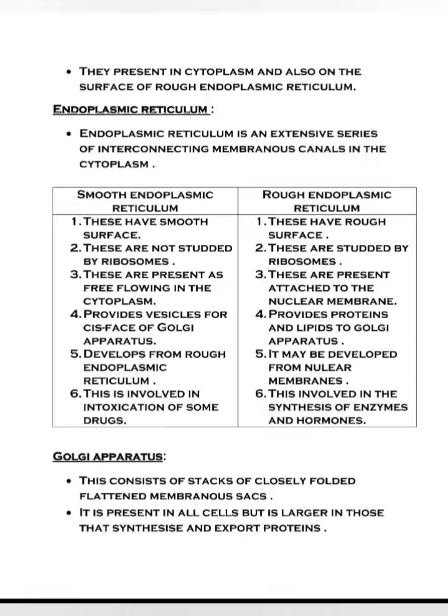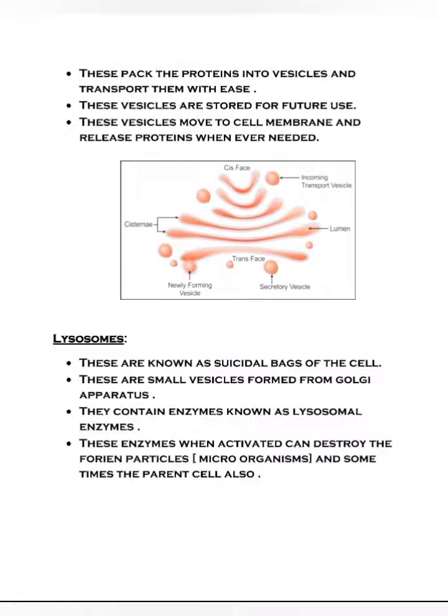Now going on to the Golgi apparatus, this consists of stacks of closely folded flattened membranous sacs. It is present in all cells but is larger in those that synthesize and export proteins. These pack the proteins into vesicles and transport them with ease. These vesicles are stored for future use. These vesicles move to the cell membrane and release proteins whenever needed.